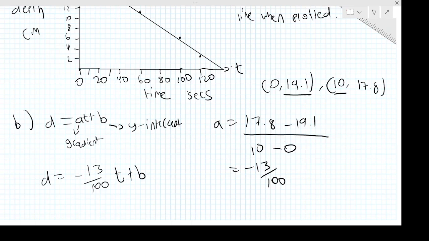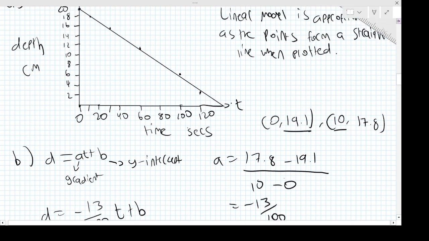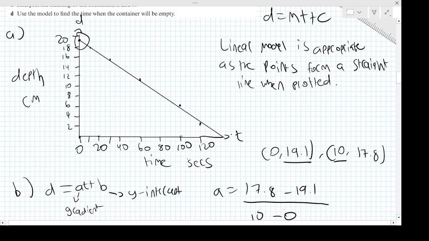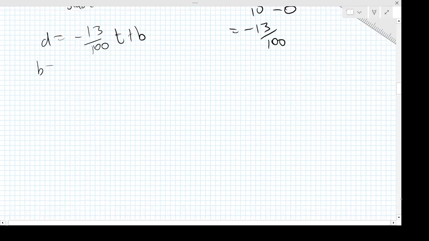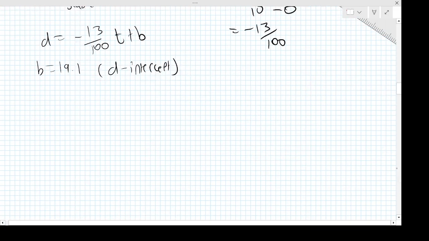Now we need to find b then. So b is then a y-intercept. Where does it cross the y-axis? At this point here. But this point is 19.1. Is that point there? So that means b is 19.1. Okay. And we call that the d-intercept. So you used to call it the y-intercept, but because we're not on x and y, we're on d and t, d is sort of the y-axis now, so it'd be the d-intercept, not the y-intercept, okay? Just a little point there.